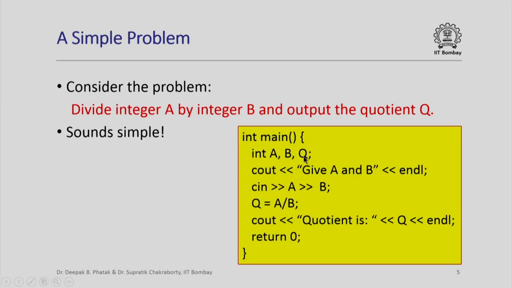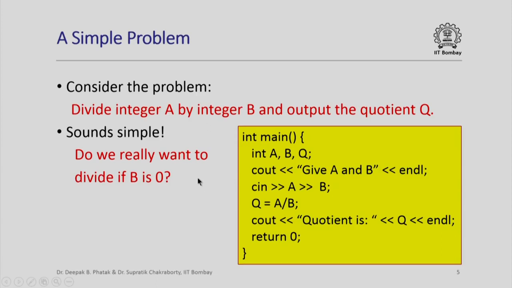You declare three integer variables a, b and q. You get the inputs a and b after printing a message saying give a and b. Then you compute the quotient and then you output the quotient and then you return 0. So there does not seem to be anything complicated about this program except that what would happen if b was 0? When we do this division, then we would effectively be doing a division by 0, and that is not a very well defined operation to do.